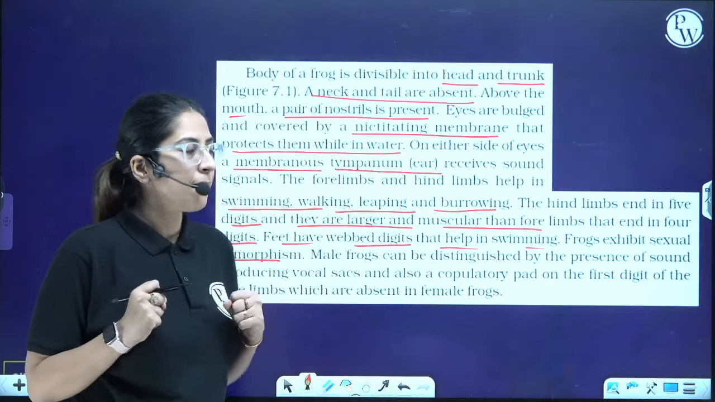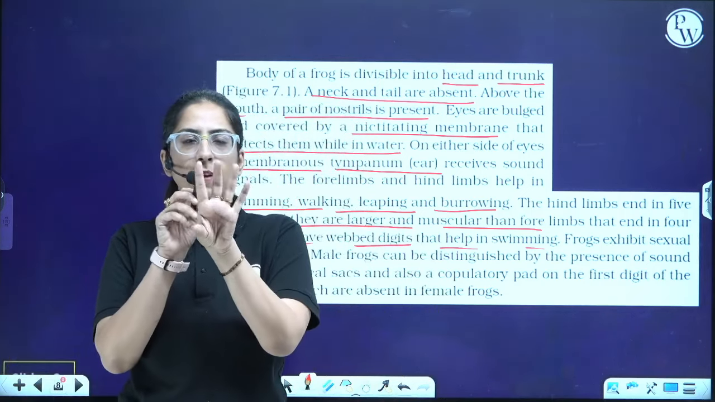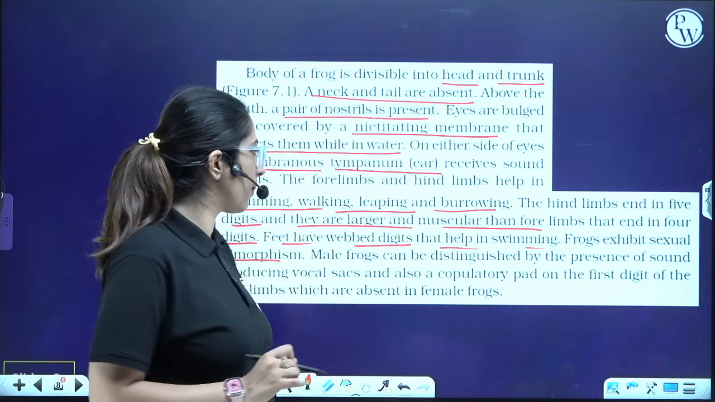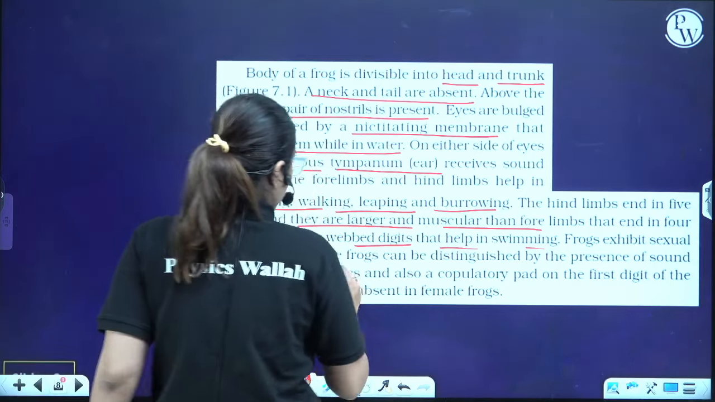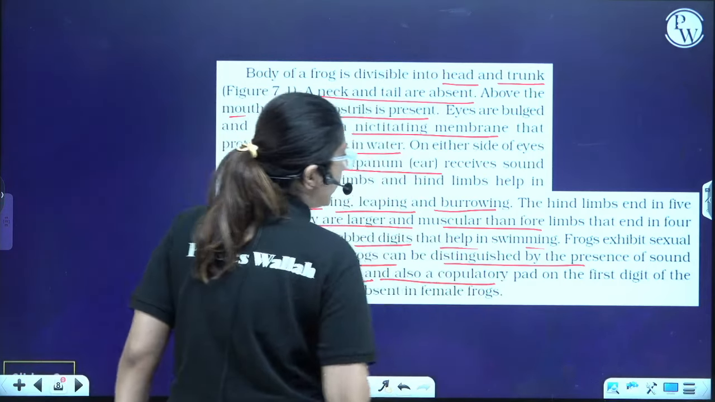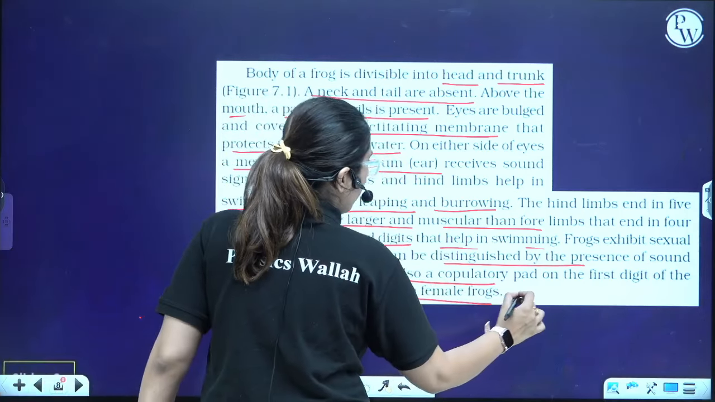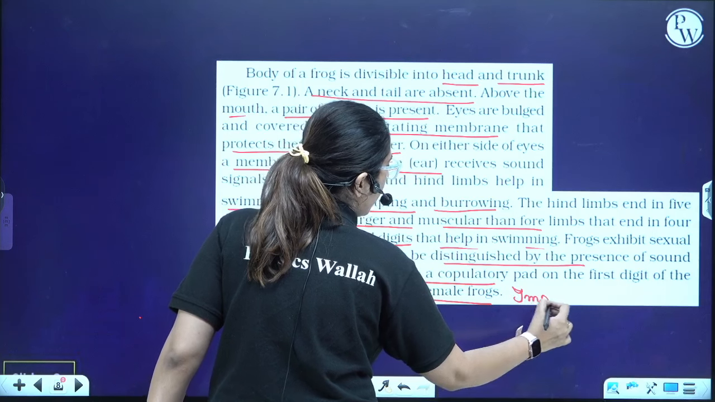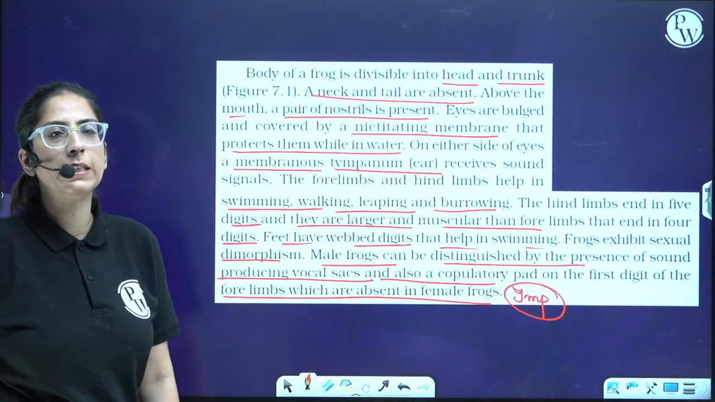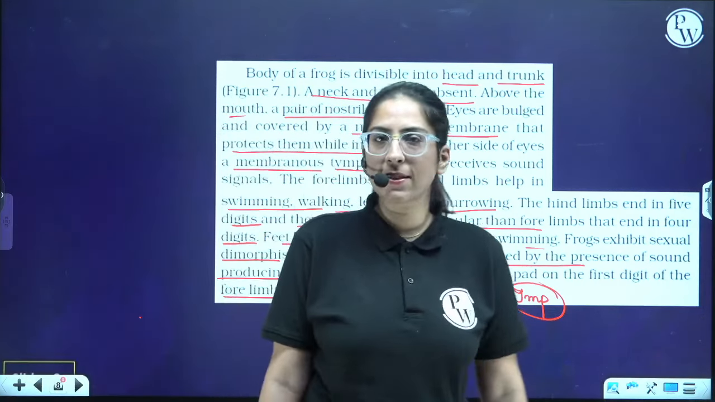Done. Now, another thing is the forelimb of the male: here the four digits are present, and the copulatory pads are present. Male frogs can be distinguished by the presence of the sound-producing vocal sac and the copulatory pad on the first digit of the forelimb, which are absent in the female frog. This is very important. Clear? Sexual dimorphism is seen in these organisms as well. Done? Isn't it easy? I guess this is super easy.